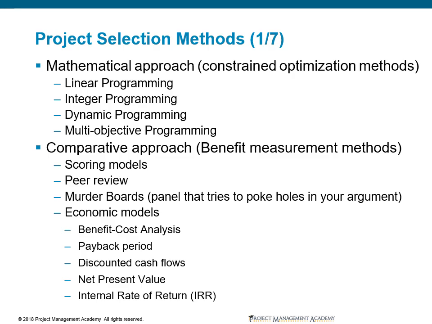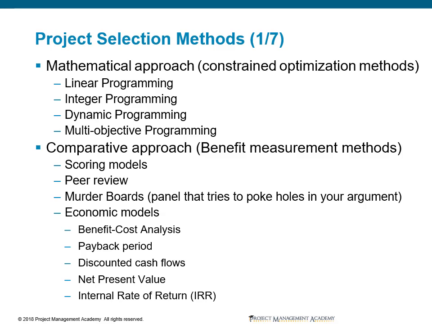The comparative approach is what you will more likely see, as this is much more conducive to a multiple choice question. This is where we're going to measure the benefits in some capacity. A scoring model could include some type of a scorecard. A scorecard is where we will evaluate multiple criteria with weighted scores based upon how we prioritize those objectives.